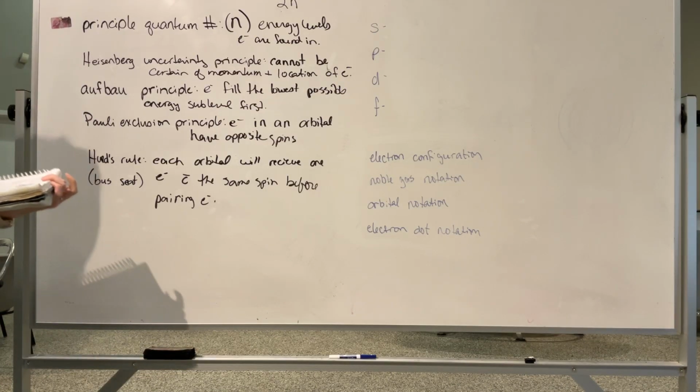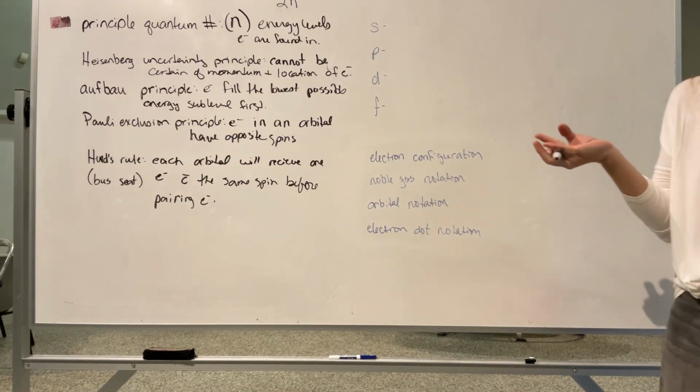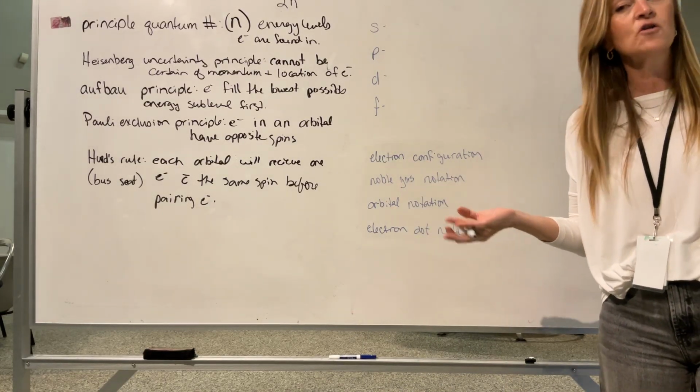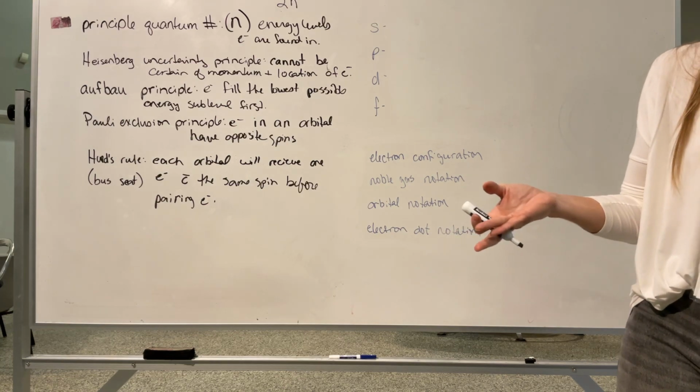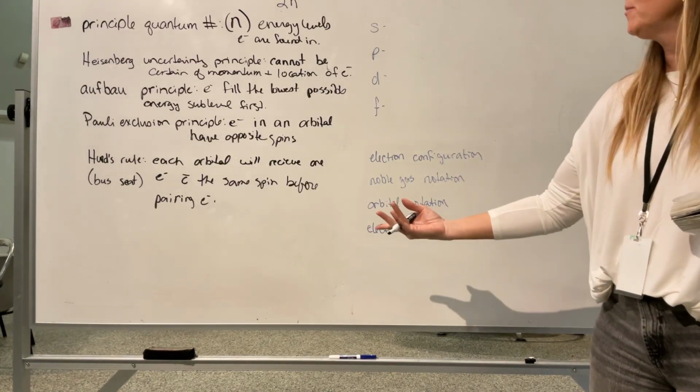Some people call this the bus seat rule. It's because if you walk on a bus and you don't know anybody and there's an open seat, chances are you're gonna sit in that seat before you go sit by a stranger. So you're gonna put one in every seat before you start doubling up and pairing up.